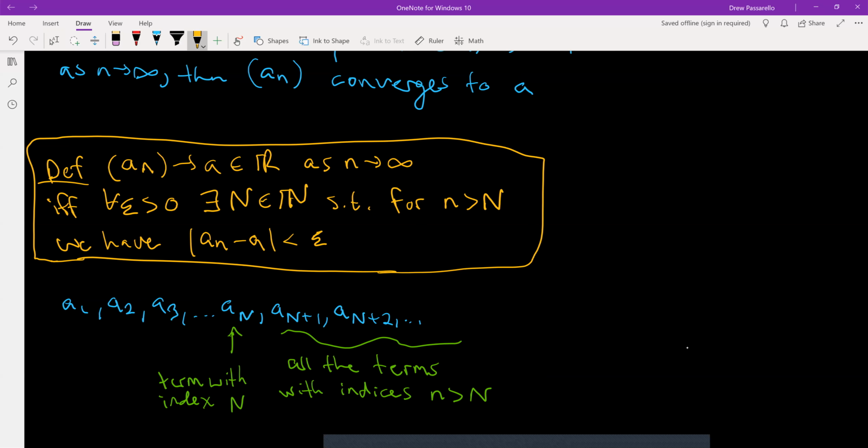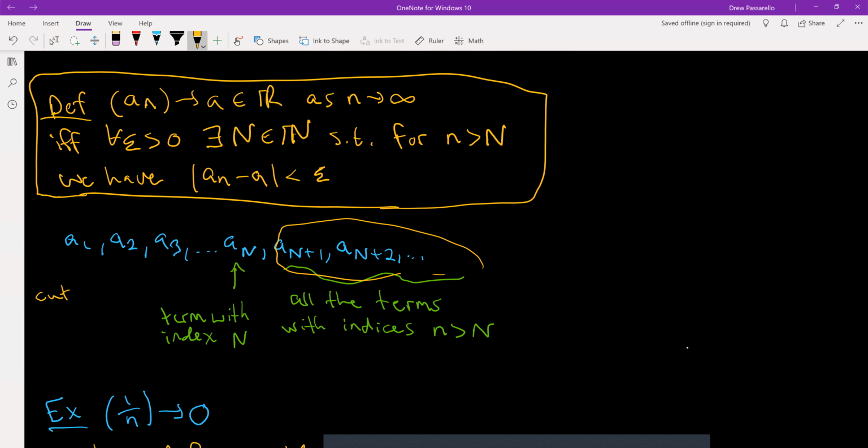So when we're considering all n bigger than capital N, we're really considering all of these terms. And I think of it as a cutoff point. The term with index capital N, I would think of as my cutoff point to where you get to the limit.